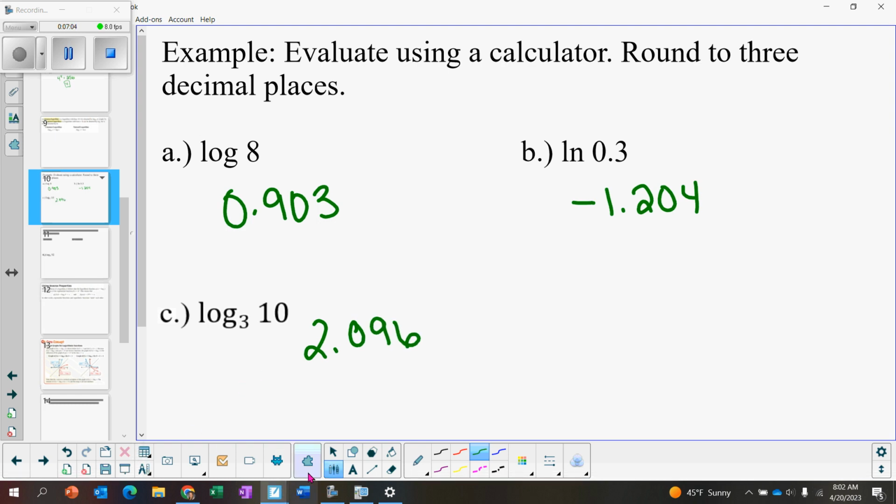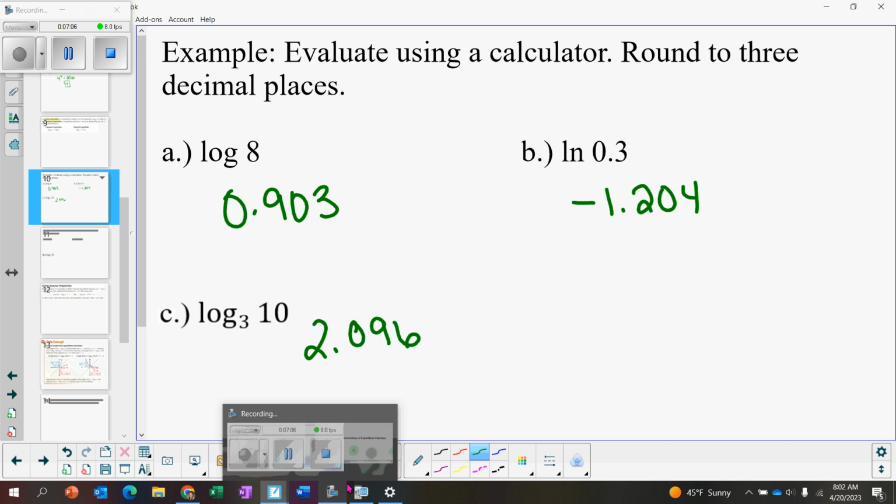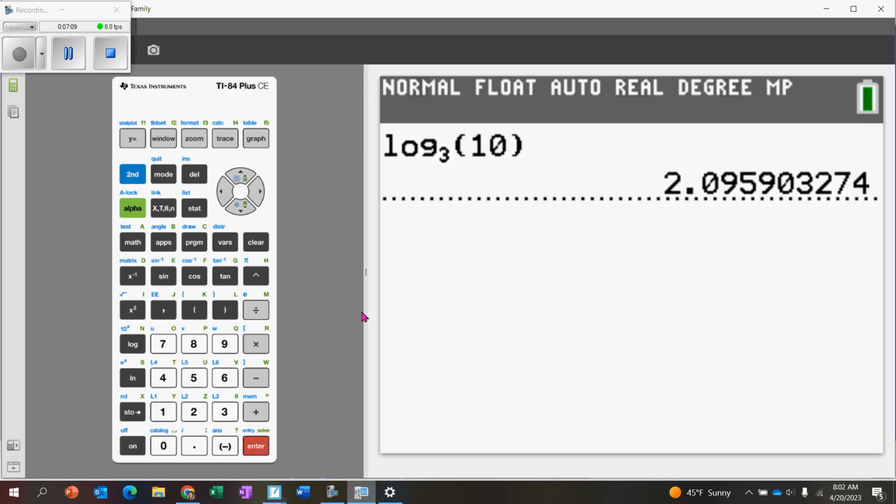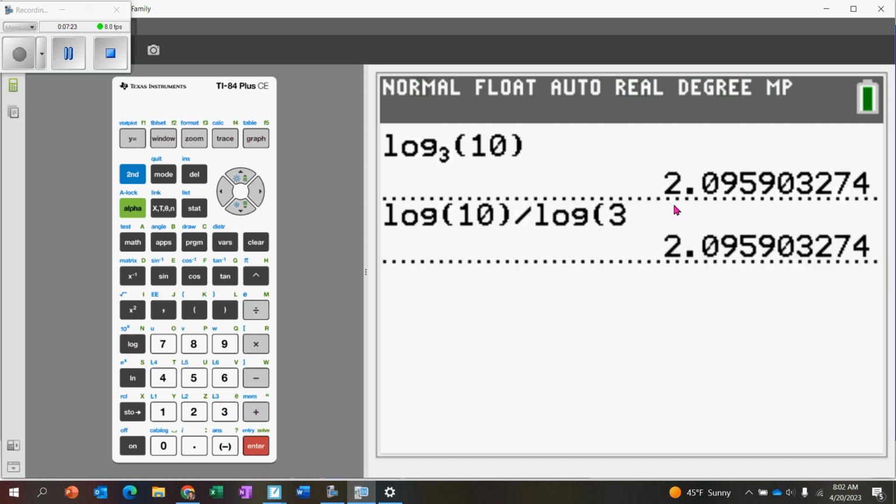We're actually going to learn about expanding logs later on, but for now, I can tell you that what we could also do is take the log of 10, divided by, take the base, log 3, and I get the same answer. So if you don't want to have to go to alpha, find the log base problem, you could actually divide log 10 by log 3. So the log of the number by the log of the base.